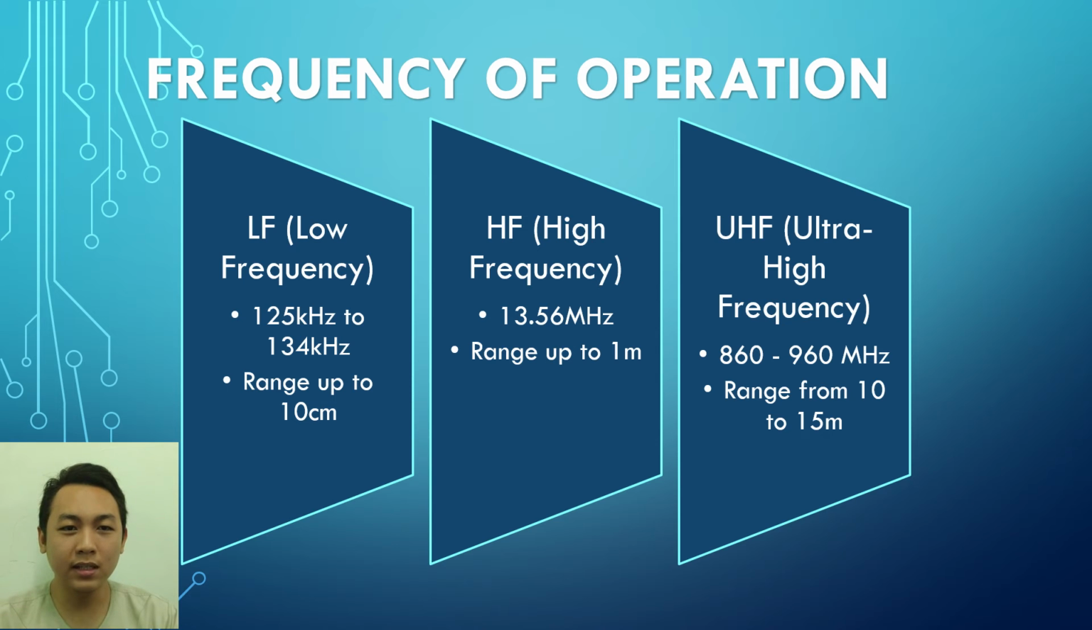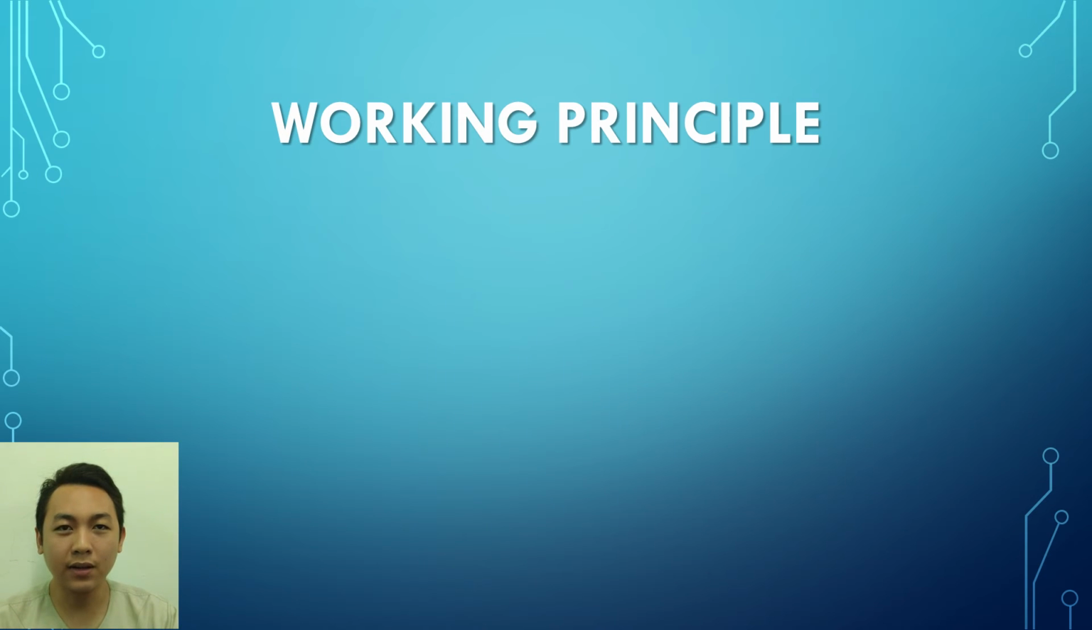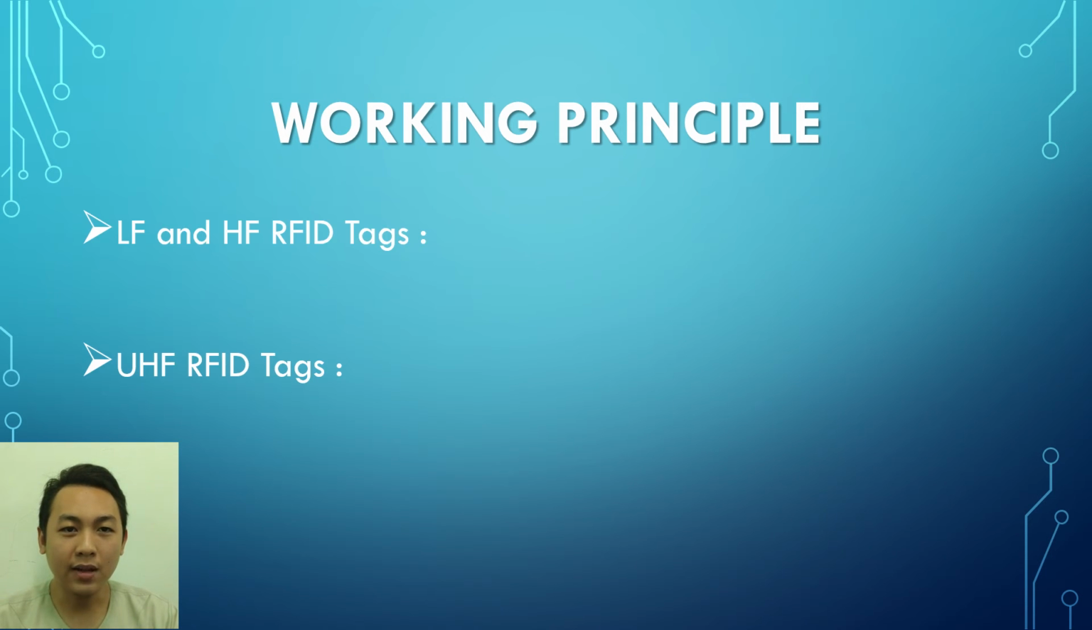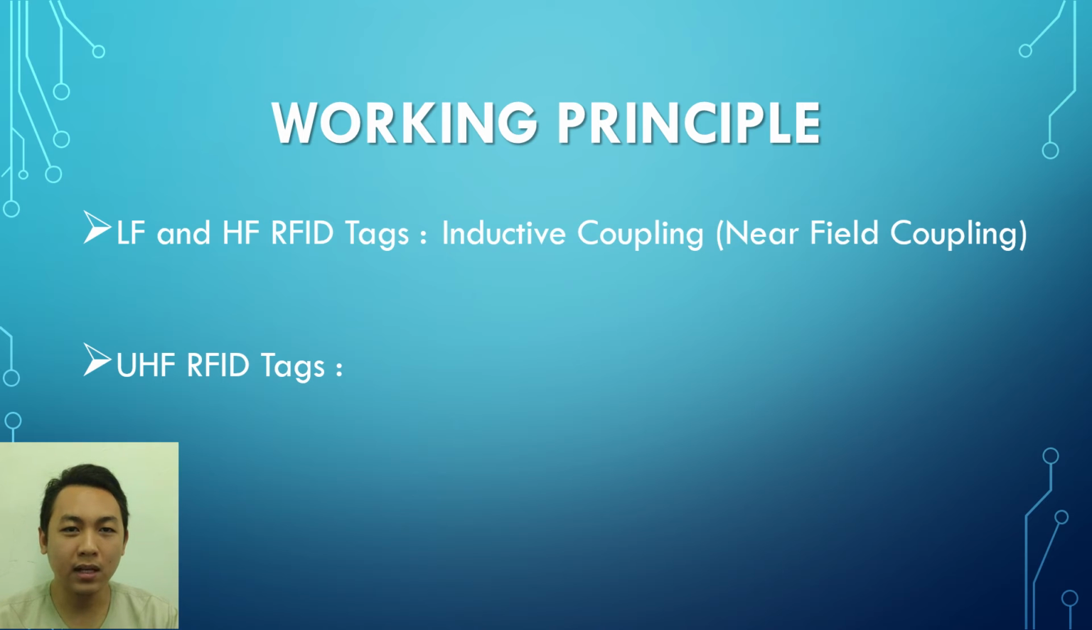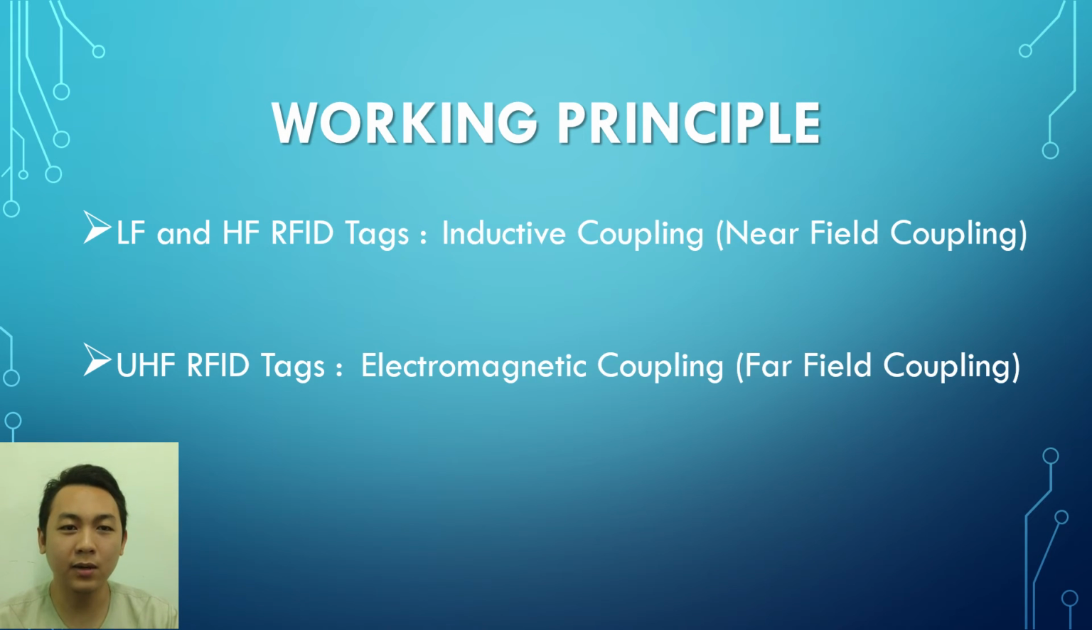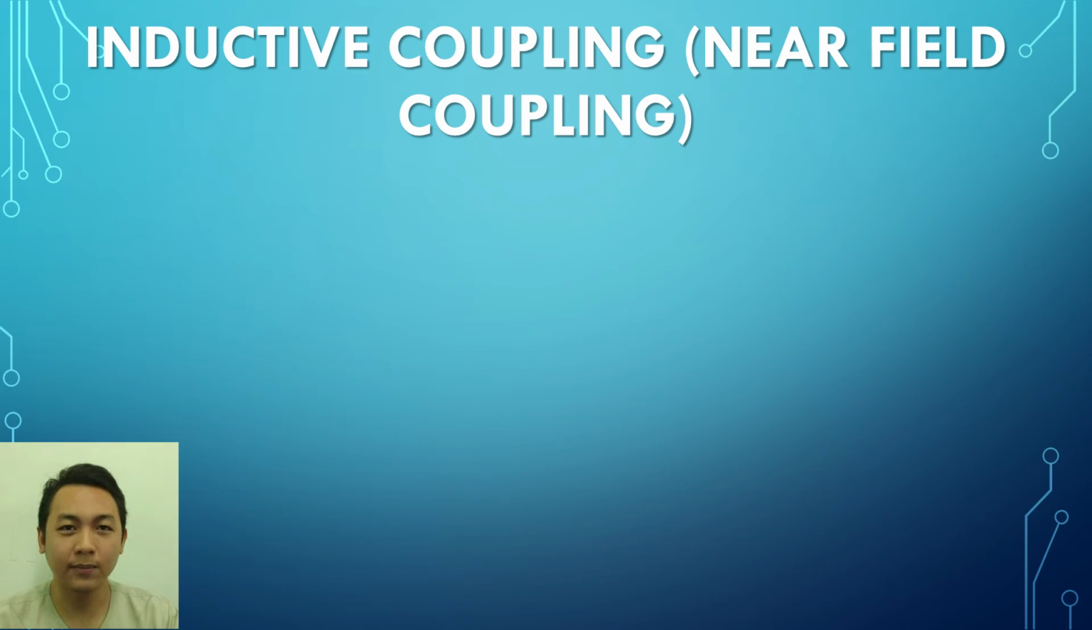And now we will see the working principle for this RFID tag. This working principle also depends on the frequency of operation. For low frequency and high frequency operation, the working principle is based on inductive coupling, while in the case of ultra high frequency RFID tags, the working principle is based on electromagnetic coupling. First of all, let's have a look at the inductive coupling.